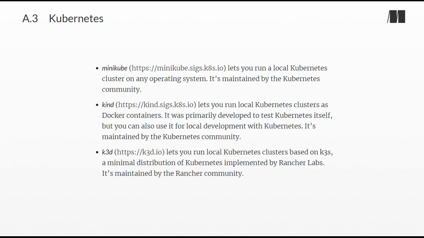Kind, kind.sigs.k8s.io, lets you run local Kubernetes clusters as Docker containers. It was primarily developed to test Kubernetes itself, but you can also use it for local development with Kubernetes. It's maintained by the Kubernetes community. K3D, k3d.io, lets you run local Kubernetes clusters based on K3s, a minimal distribution of Kubernetes implemented by Rancher Labs. It's maintained by the Rancher community.